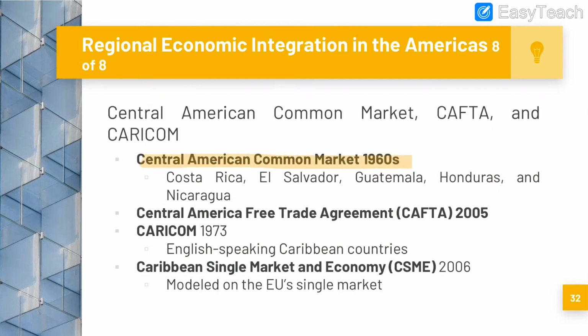Next we have the Central American Common Market, which includes Costa Rica, El Salvador, Guatemala, Honduras and Nicaragua. They have the Central American Free Trade Agreement, CAFTA, 2005. They have the Caribbean Community and Common Market, English-speaking Caribbean countries, and the Caribbean Single Market and Economy, CSME, 2006, modeled on the EU Single Market. This is an example of regional economic integration.